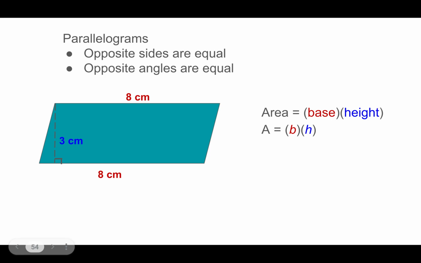So the area is the base multiplied by the height. So we can say that the base is 8. The height is 3, so the product of 8 and 3 is 24. So the area of this parallelogram is 24 square centimeters.